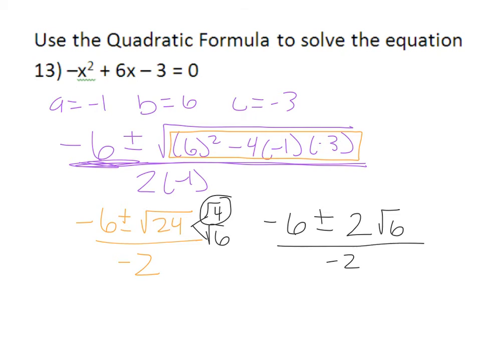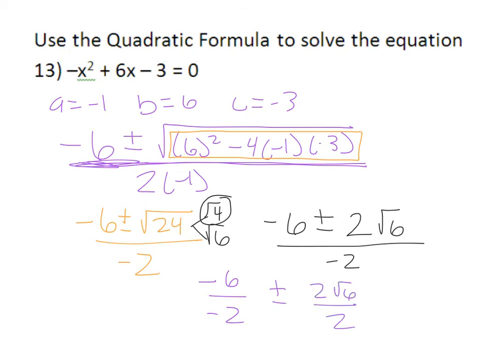Divide by negative 2. Here you can do this one of two ways. You can either simplify with your fraction or factor on the top. I'm going to simplify with fractions, so I have negative 6 over negative 2, plus or minus 2 over negative 2, square root of 6.